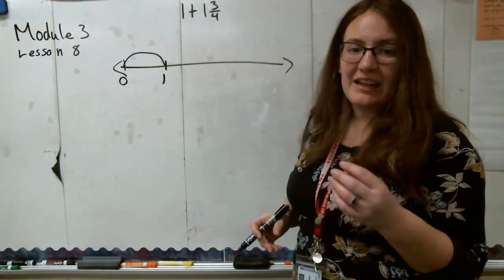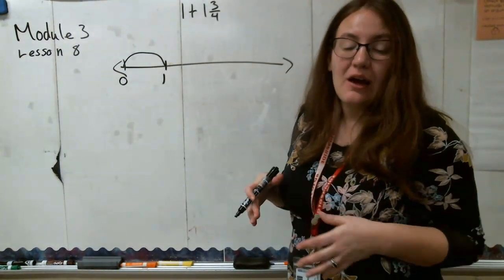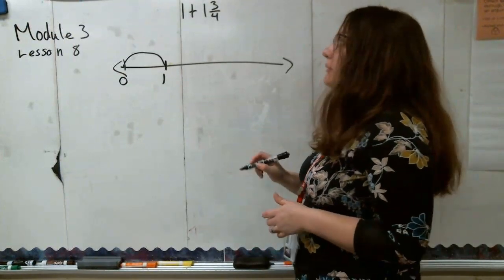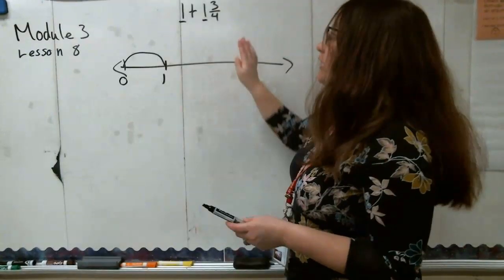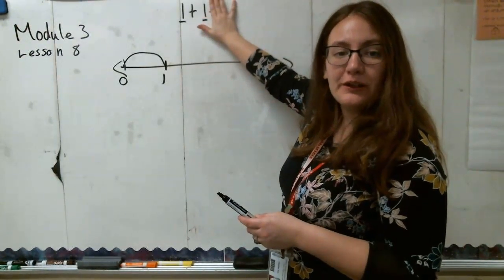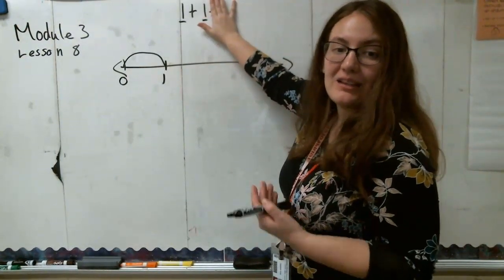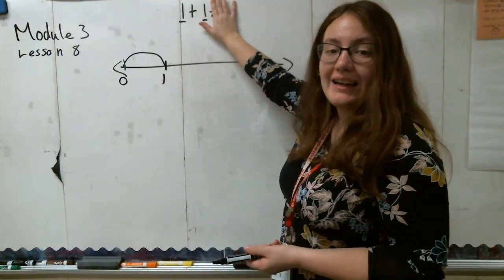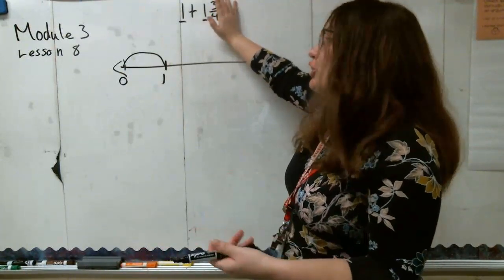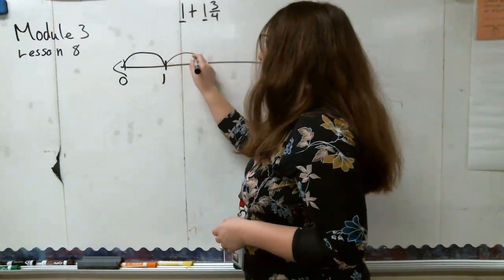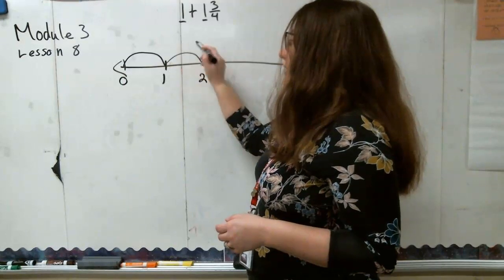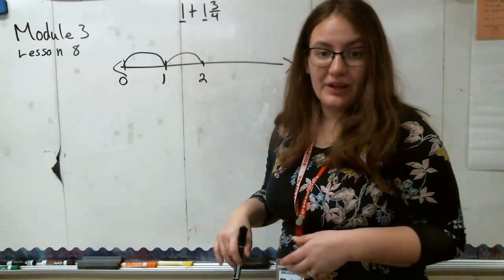You might look at that and think, oh my gosh, how am I going to do that? But how we're going to break down these problems is we're just going to worry about the whole numbers first. So don't even worry about this fraction part yet, this 3/4. We're just going to look at this problem as 1 plus 1, and 1 plus 1 we know is just 2. So we're going to jump ahead again on our number line to show 1 plus 1 is 2.